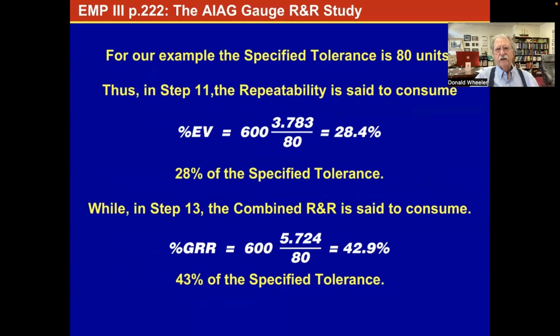So in step 11, the repeatability is said to consume about 28% of the specified tolerance. While in step 13, the combined R&R is said to consume 43% of the specified tolerance.